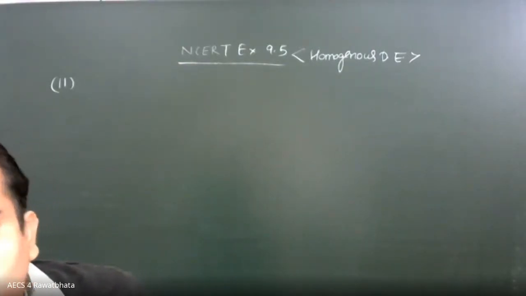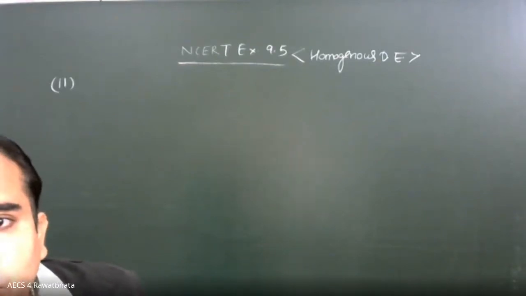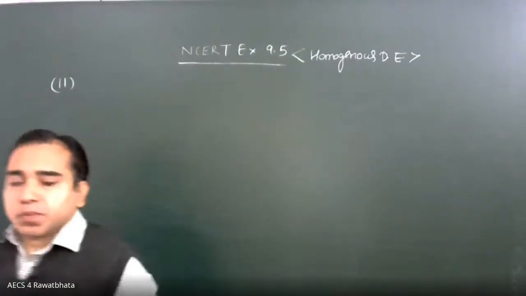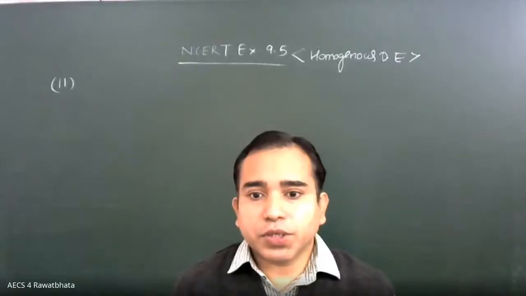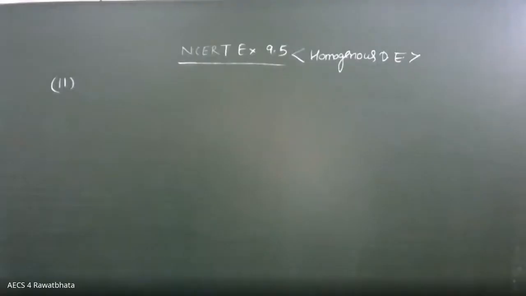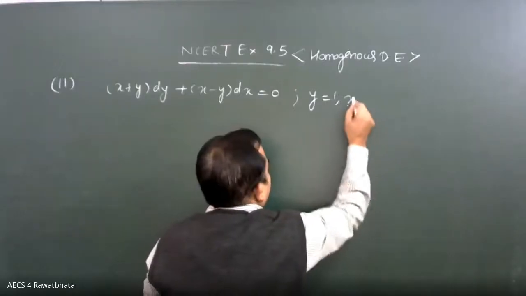As you can see, students, in your textbooks, the question is: for each of the differential equations in exercise 11 to 15, find the particular solution satisfying the given condition. So what is that first question? The 11th question: (x plus y) dy plus (x minus y) dx equals 0, with y equal to 1 when x equals 1. y equals 1 and x equals 1.